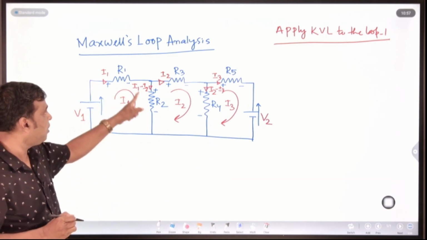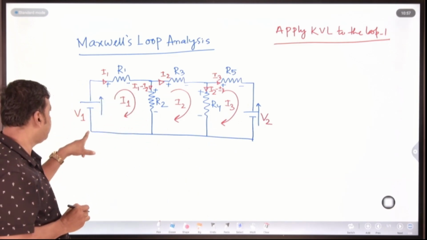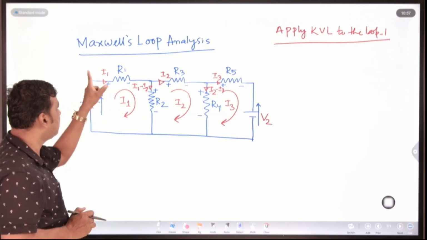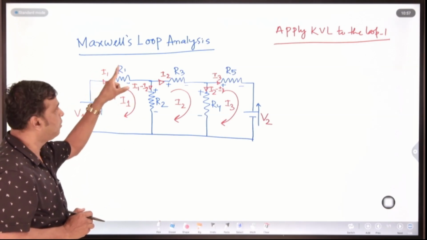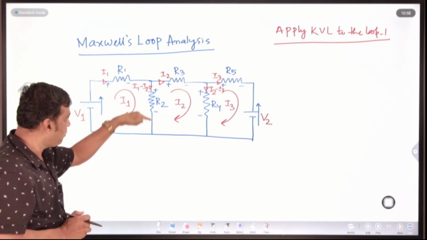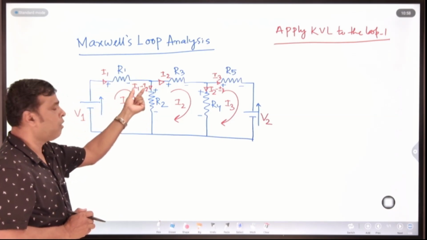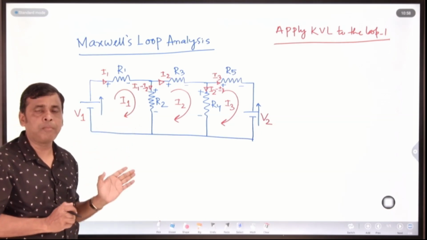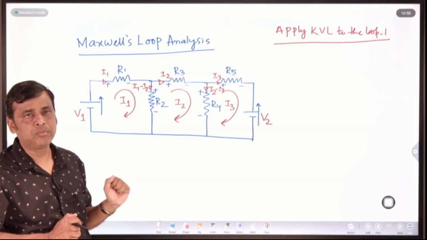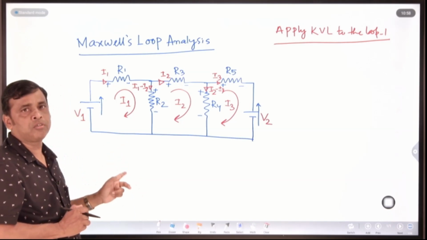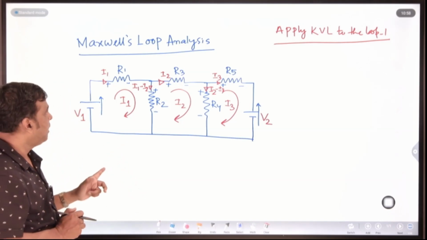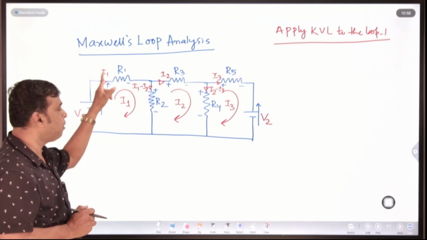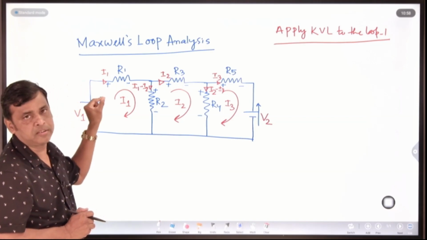Then apply KVL to loop 1. If you start from here, minus to plus, plus V1, then plus to minus, minus, current times resistance, I1 into R1. Again, if you move from this one, plus to minus, minus, current I1 minus I2 into R2. Are you getting it or not? The algebraic sum of the potentials in a closed loop is 0. Summation of V equal to 0, or summation of IR equal to 0. If there is a voltage source, consider the voltage source. If there is a resistance, then multiply by the current flowing through that resistance.